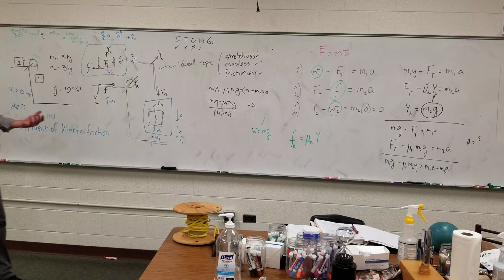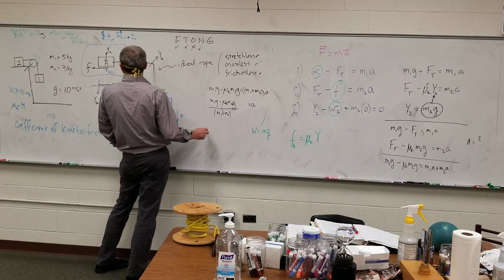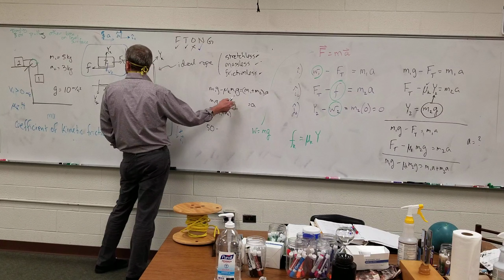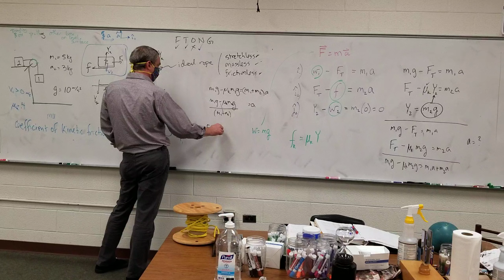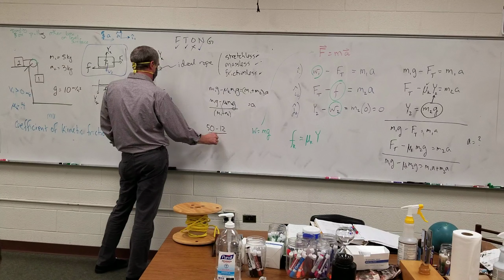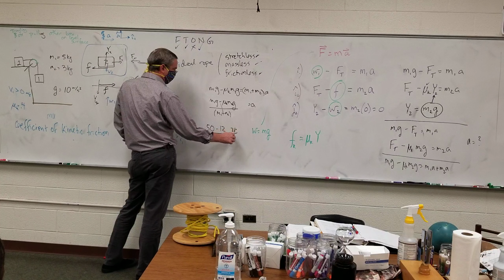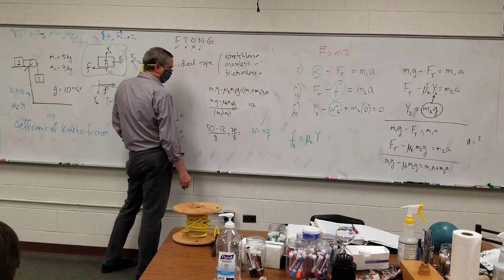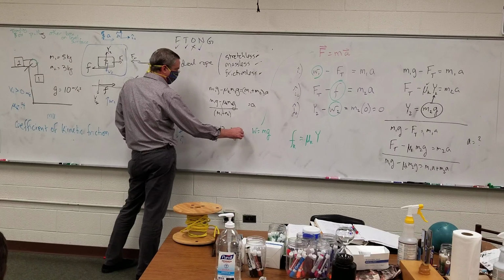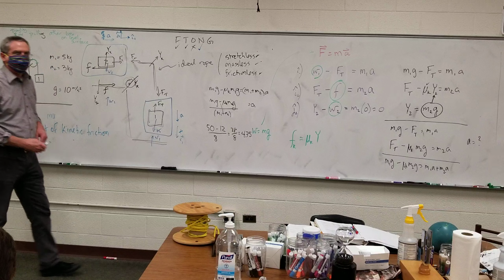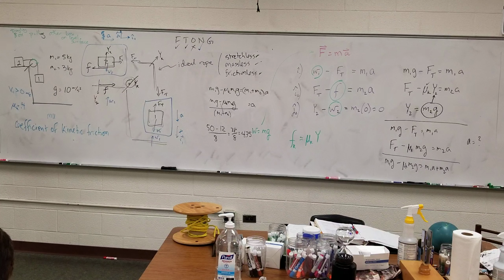And now we plug in the numbers. What do we get? 50 minus 3 times 10 times 0.4, which is 50 minus 12, divided by 8. So 4.71. Units? Meters per second squared? Yes.